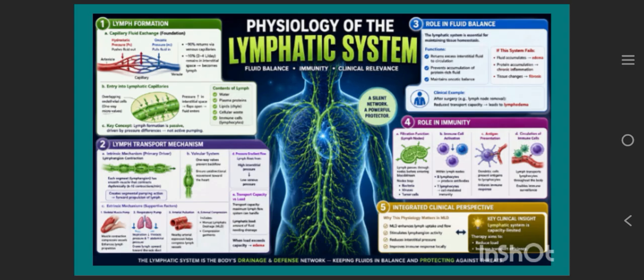So what are the contents of lymph? Water, plasma proteins, lipids, especially from the intestines, chyle. Fourth is cellular waste. Fifth is immune cells like lymphocytes. These five are the contents of lymph. First is water, second is plasma proteins, third is lipid, fourth is cellular waste, and fifth is lymphocytes, that is immune cells.